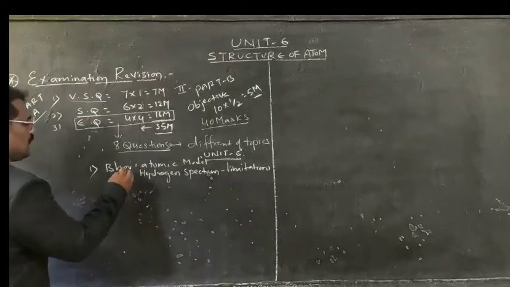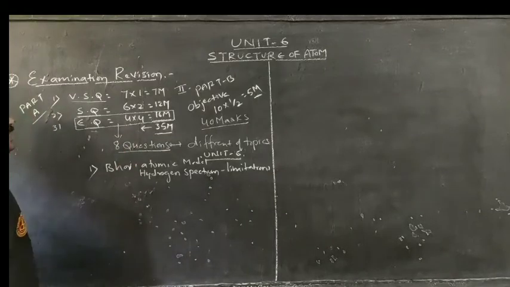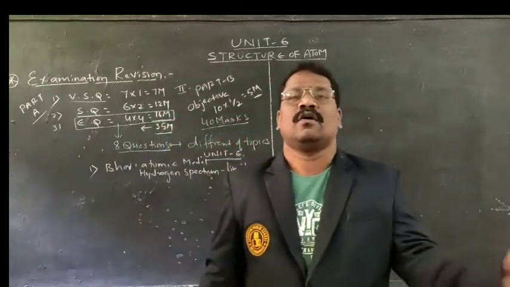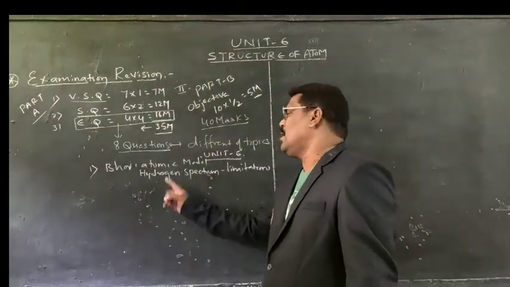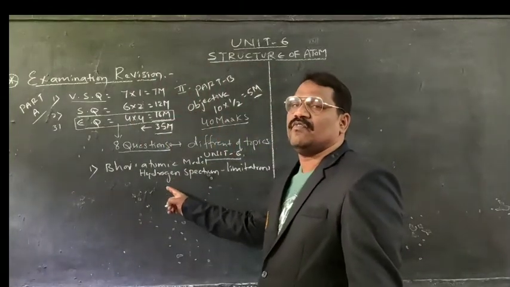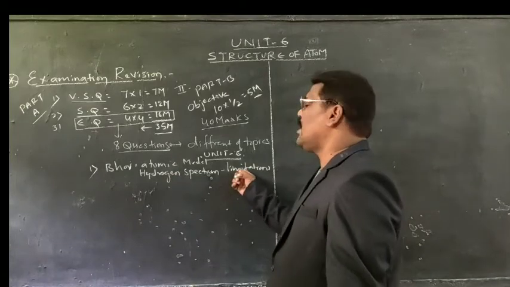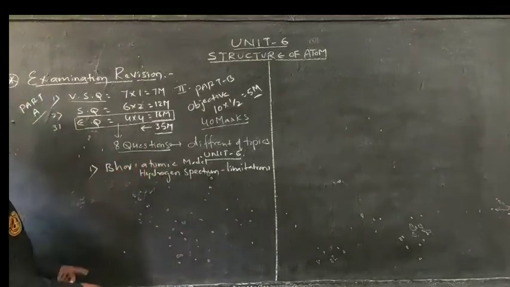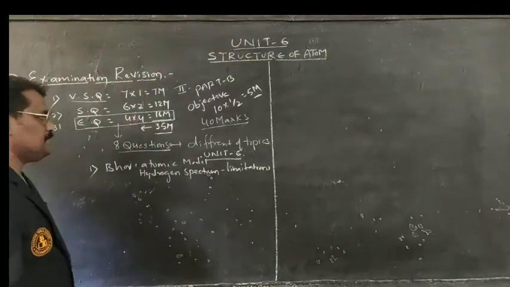If you study this particular one, we can clearly identify it. Already in 9th class, we have studied clearly about the Bohr atomic model based upon the hydrogen spectrum, how it is derived and what the limitations are. If you study this, we can easily attempt the 4 marks question.